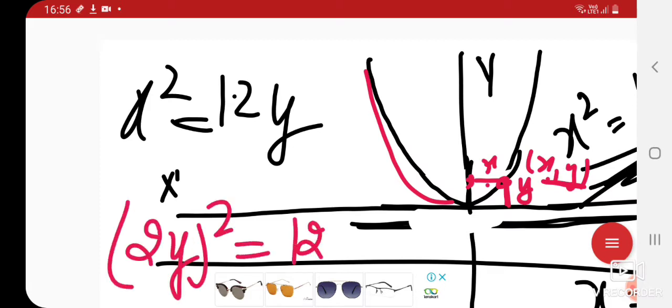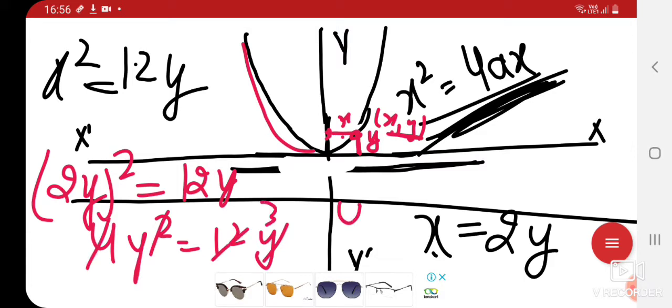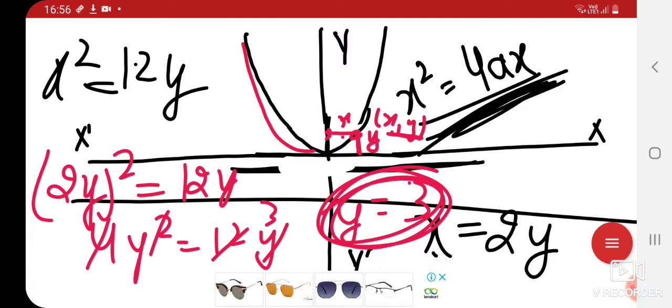That means when you put this as 2y square is equal to 12y, you will obtain 4y square equals 12y. This gets cancelled with this, and this with this. Then it says that y must be equal to 3, right? That means this equation has a point where y is equal to 3, and obviously this is the double. That means this distance will be 6.